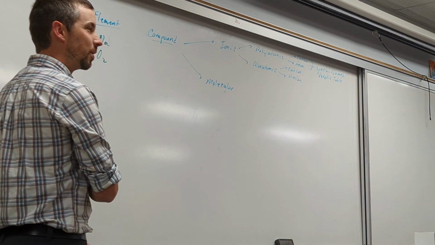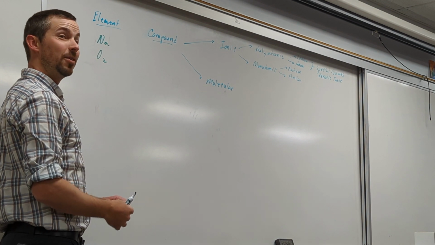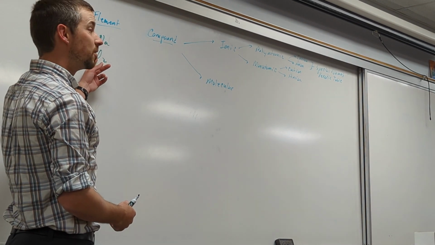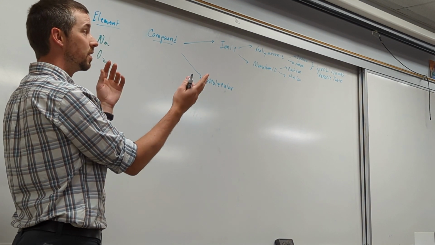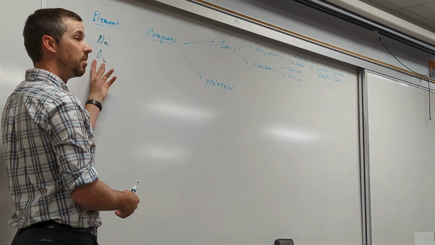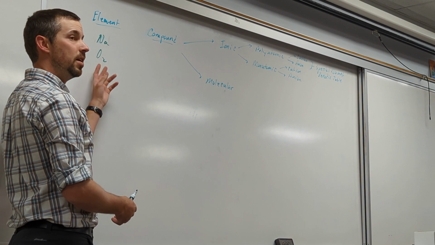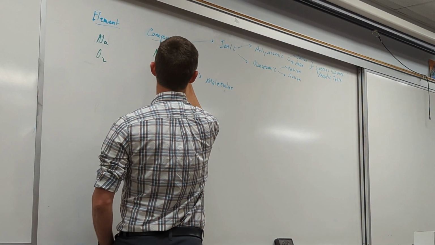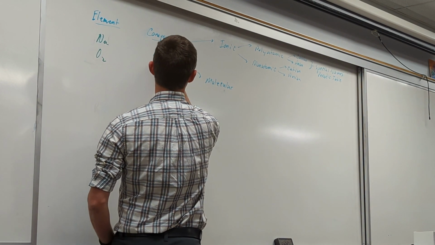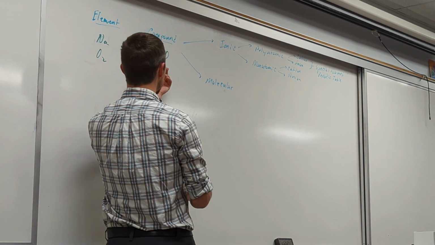Don't forget about Hofbrinkel, homonuclear diatomic molecules. So anything that shows up on the periodic table as a single elemental symbol, but is a diatomic molecule, that's Hofbrinkel. So still an element. A compound is different though. This would be sodium oxide, right? Or carbon dioxide, molecular versus ionic.